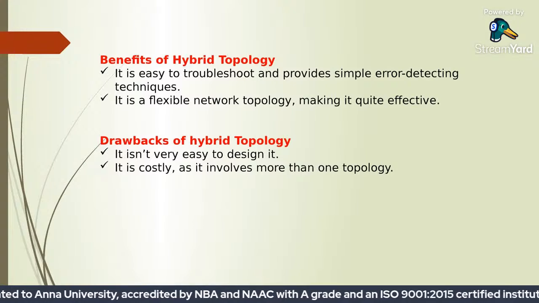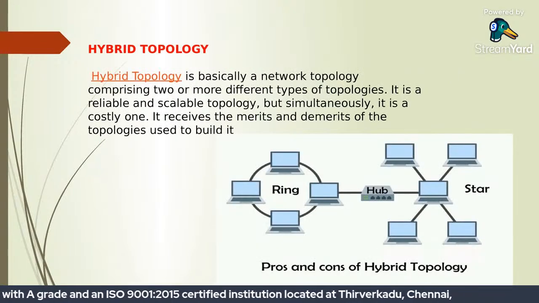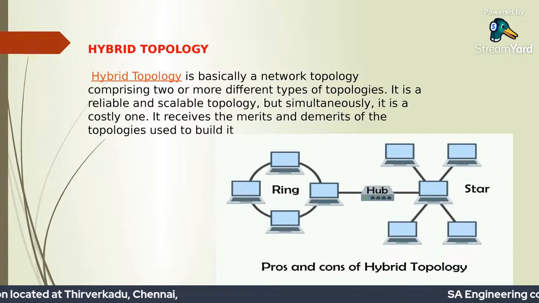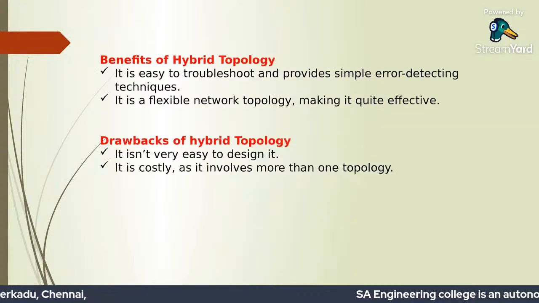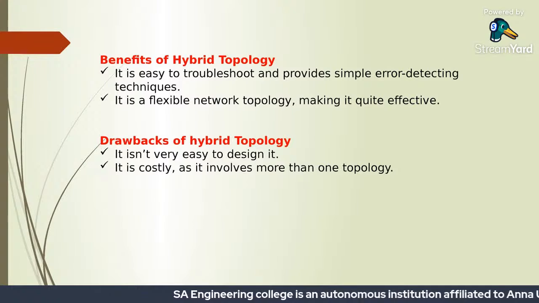And the drawback is that it is not easy to design, because here we are using two topology networks. One is a ring topology and another one is a star topology, so it is not easy to design.